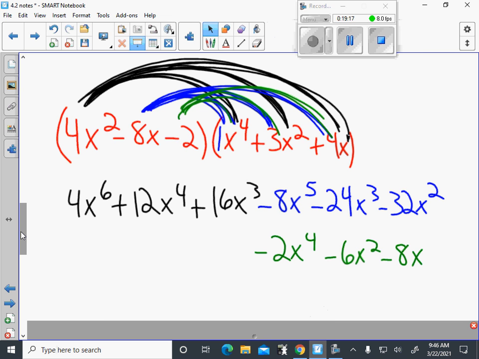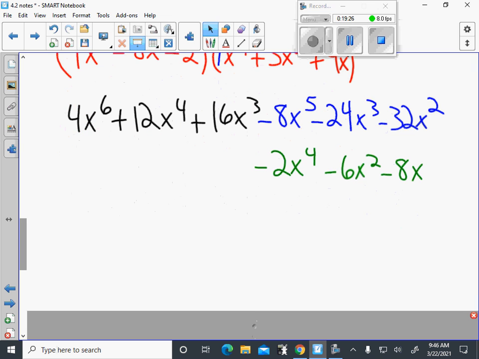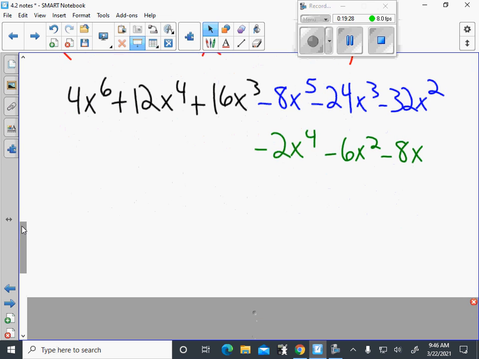We multiplied. Now we have to combine like terms. Kind of adding this all together now. And just look for the exponents. Okay, let's start with the x to the 6th. Anything go with that? Nope. So let's write that down here. I'll write my final answer in red. 4x to the 6th. Okay. How about, let's go to the 5th. Negative 8x to the 5th. Is there anything else with the 5th attached to it? Nope. So that's just going to fall.